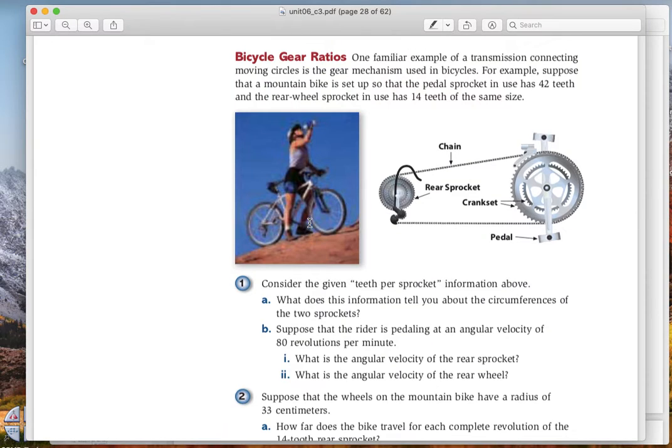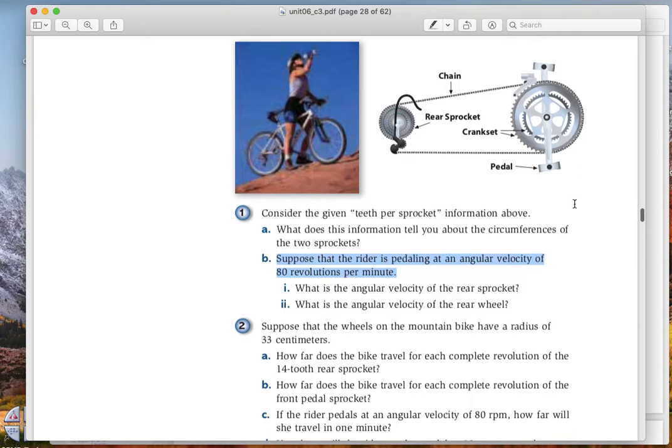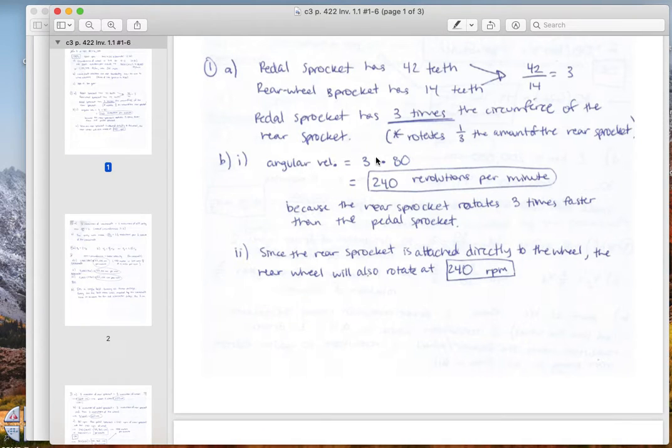So in part B, they say, suppose that the rider is pedaling at an angular velocity of 80 revolutions per minute. So the pedal, they're pedaling, so that means the pedal sprocket is going 80 rotations per minute. So if this is rotating 80 times per minute, how many times does the rear sprocket rotate or revolve in that same minute? And that is by doing 3 times 80. Because if the pedal is rotating 80 times, the rear is going to rotate 3 times more than that.